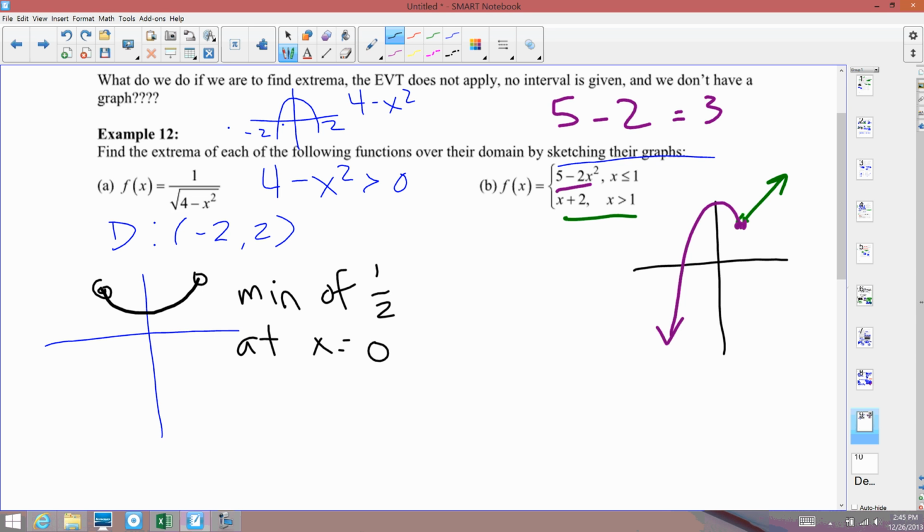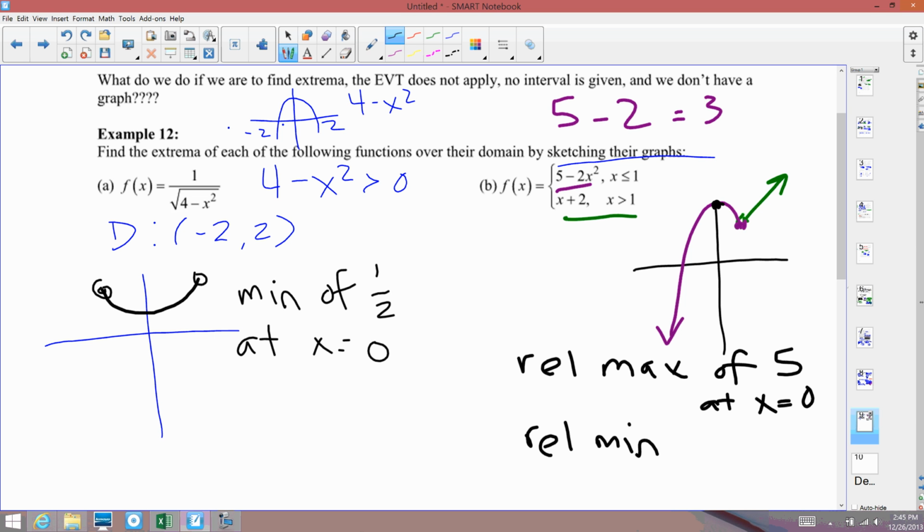If we had a closed interval here, we could say this point would be a relative max. It's not the absolute max because it goes on forever. It just keeps going up higher and higher. So we could say there's a relative max of, when we put in 0, we get 5 at x equals 0. We could say we have a relative minimum value right at this point of 3 at x equals 1.